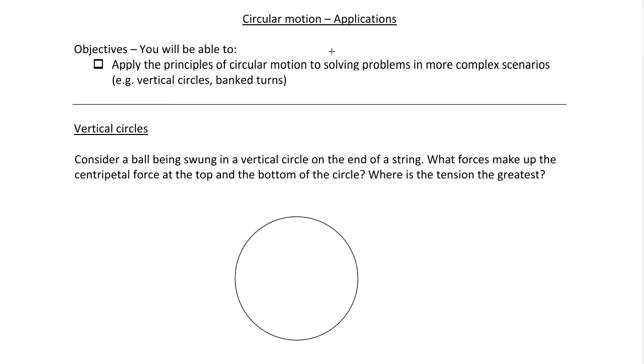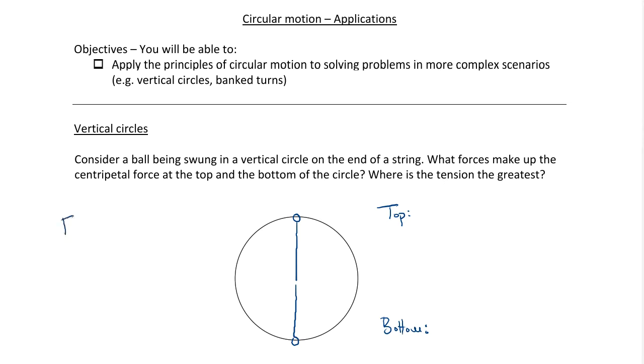This lesson's on applications of circular motion. Let's start by talking about vertical circles. Imagine that we have a ball on a string. We're looking at it from the side here, and it's being rotated in a vertical circle. And we're asked to decide what forces are making up the centripetal force at the top and at the bottom of the circle, and also where the tension is the greatest.